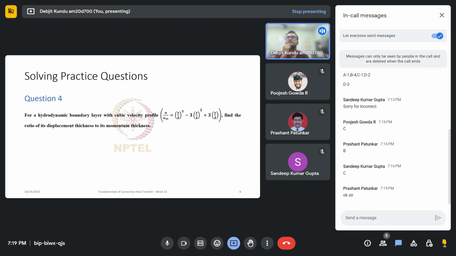So the question says that for a hydrodynamic boundary layer with cubic velocity profile, so there is a hypothetical velocity profile given here, which is cubic in nature. Find the ratio of its displacement thickness to its momentum thickness, which is also known as the shape factor H, which is equal to delta star divided by theta, where delta star is the displacement thickness and theta is the momentum thickness.